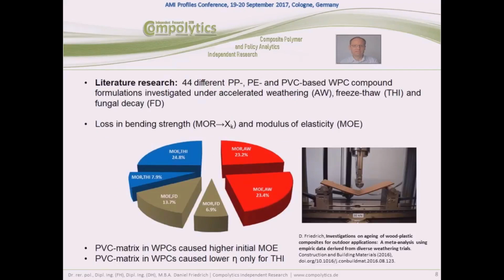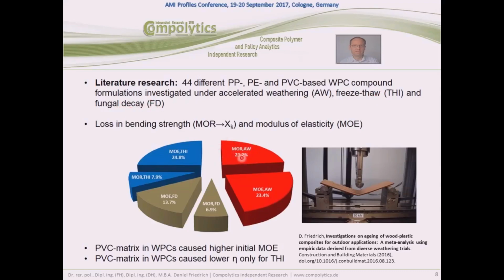The difficulty is to get a realistic conversion factor nu. And for this reason, we conducted a literature research within the Compolytics study series, and we went through 44 different publications reporting about aging effects for polypropylene, polyethylene and PVC-based wood plastic composite materials, which were tested for artificial weathering in such a chamber where UV light and water spraying is applied, also in freeze-thaw cycling chambers, and also tested for fungal decay.